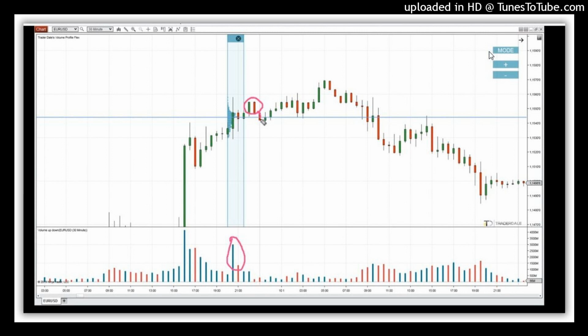Another significant volume spike. This one. With heaviest volumes in here. This one would be a loser. You would go short, but the price went upwards.